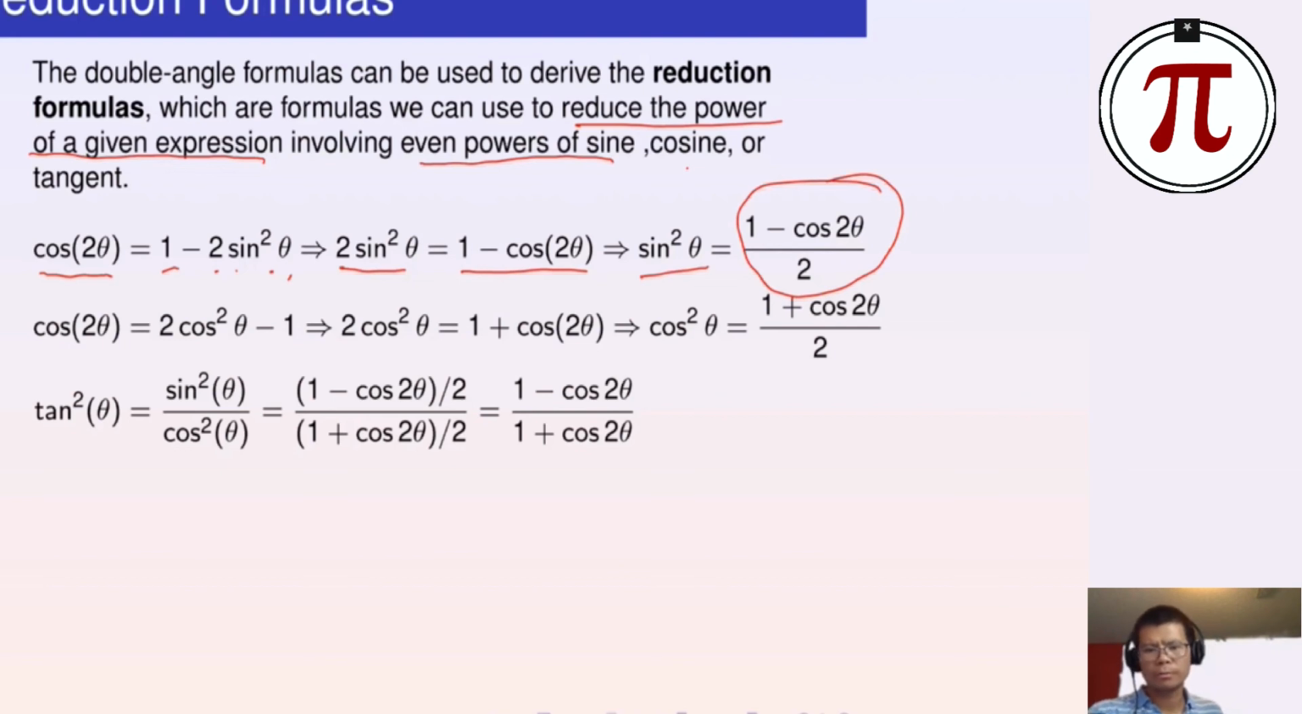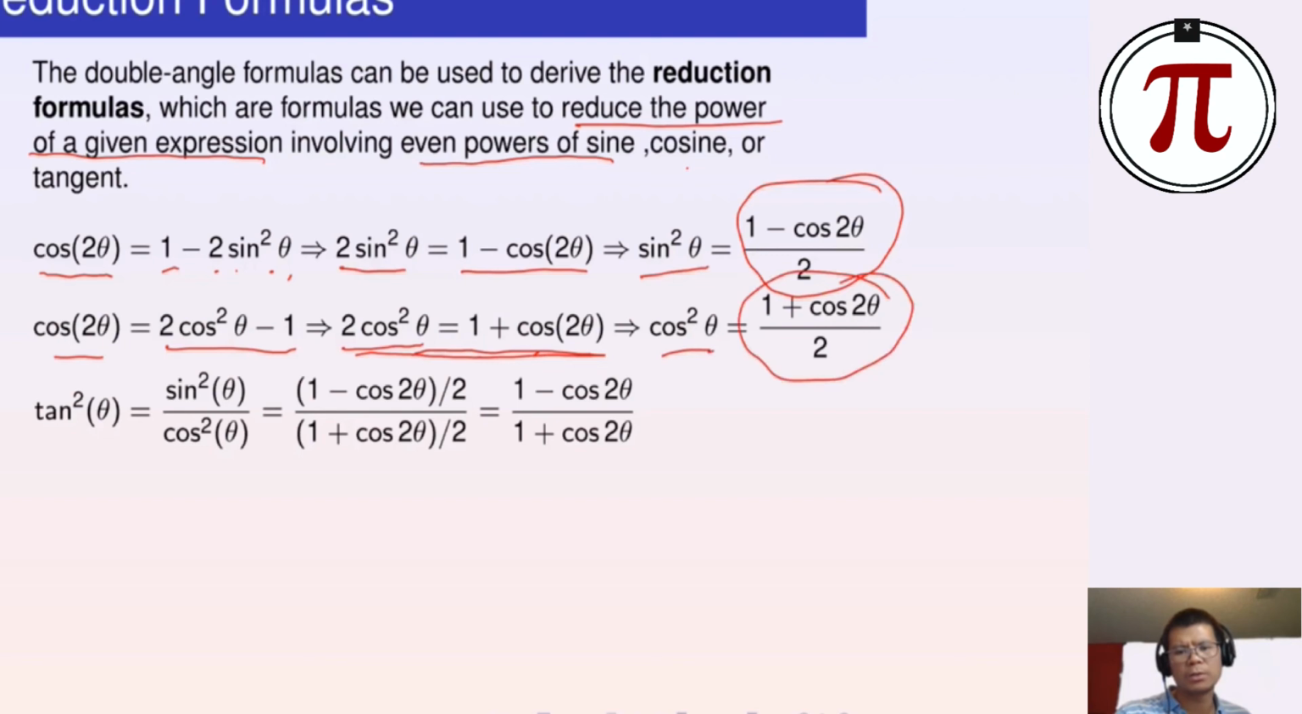Now similarly, we can reduce cosine squared as well. Cosine 2 theta equals 2 cosine squared theta minus 1, so 2 cosine squared theta equals 1 plus cosine 2 theta. If you add 1 on both sides, you get this equation. Now you divide by 2, and you get cosine squared theta equals 1 plus cosine 2 theta over 2. We reduced the power of cosine squared into an expression involving cosine 2 theta.